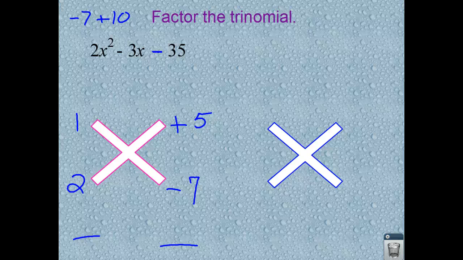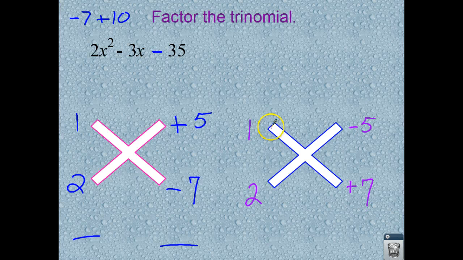So let's throw the numbers on the second x. We have a 1 and a 2. And how about we could either flip-flop these two numbers and put the negative 7 in the top and the positive 5 in the bottom, or we could just keep the numbers where they are and change their signs. How about we do that just for practice? So let's make the 5 negative this time, and let's make the 7 positive.